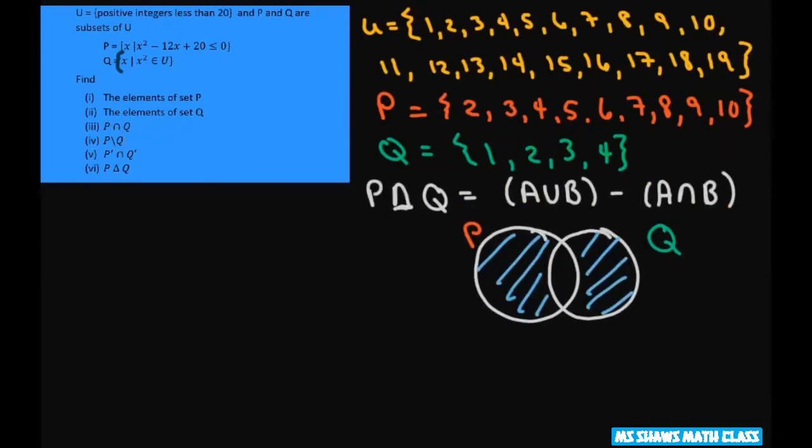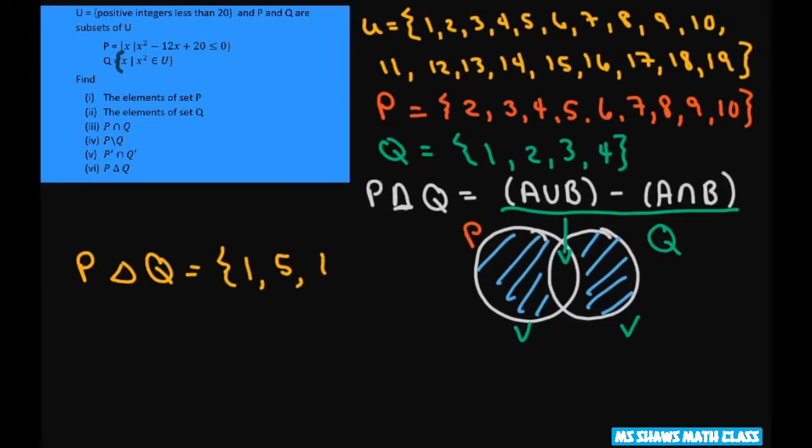And then for the last one, we're doing our symmetric difference. This is your symmetric difference. Basically, it's whatever is in P and whatever is in Q, but not both. So we can't use this one. So when you do the symmetric difference of P and Q, or P delta Q, that's going to be 1, 5, 6, 7, 8, 9, and 10.